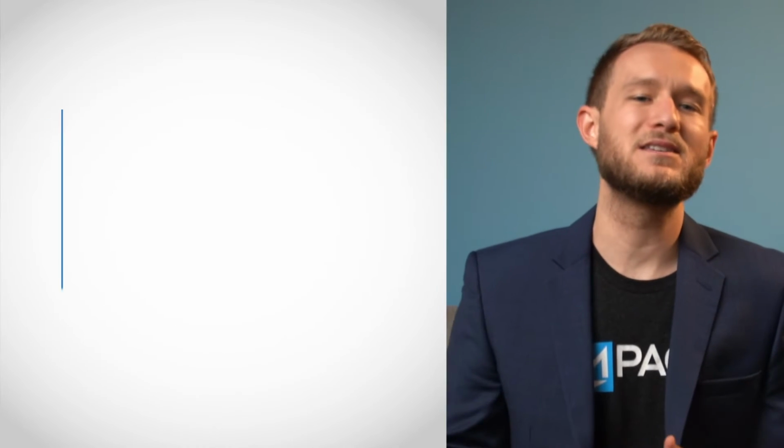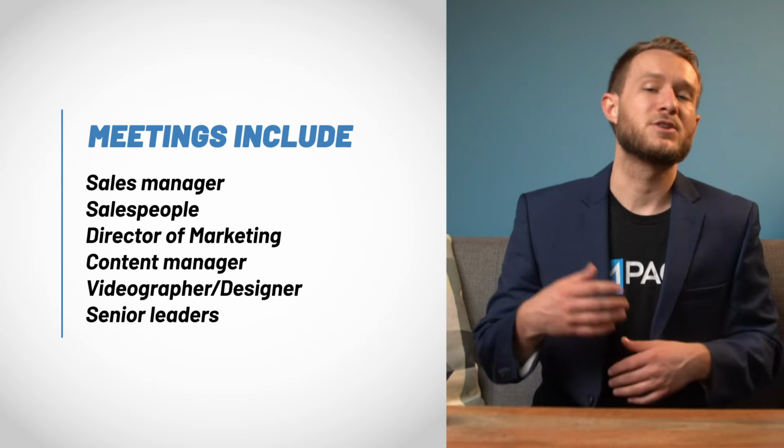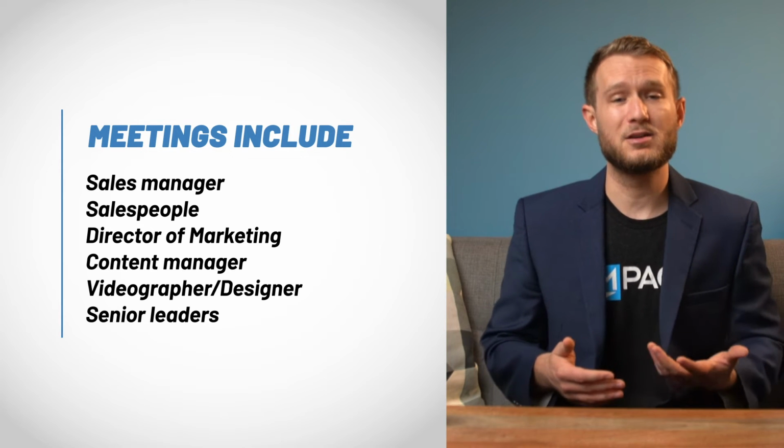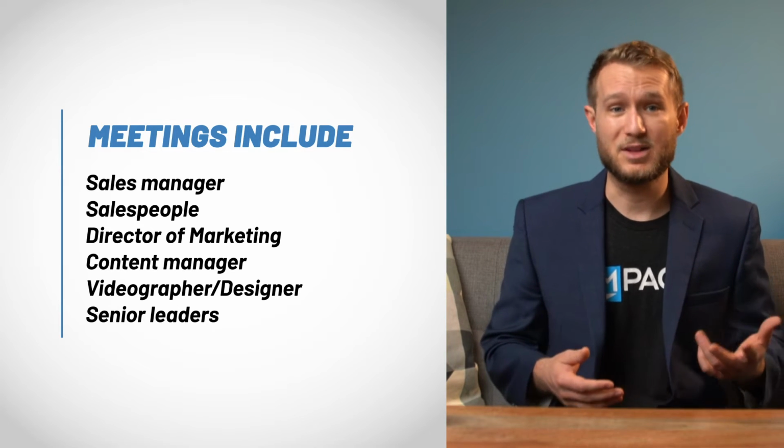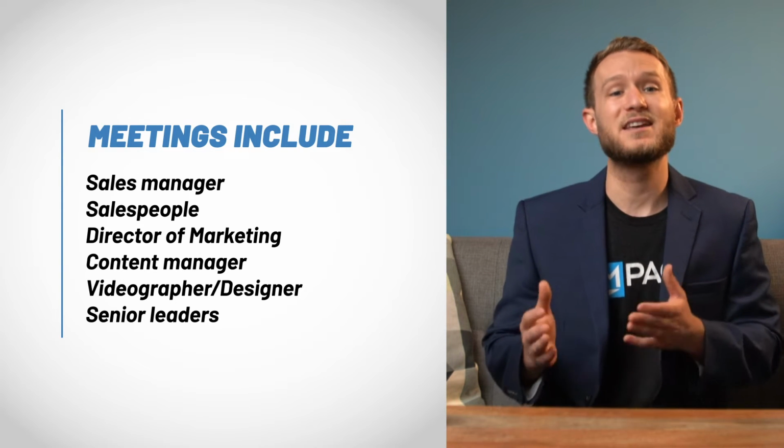First, we need to make sure we have the right people on the team. Typically, a revenue team is made up of key players from sales and marketing teams. 2 worlds, 1 family. In most companies we work with at Impact, these meetings usually include the sales manager, some or all salespeople, director of marketing, content manager, maybe some other members of the marketing team like a videographer, graphic designer, and other senior leaders as necessary for your specific needs. Remember that the specific people involved will likely be dictated by the challenges that you need to overcome.